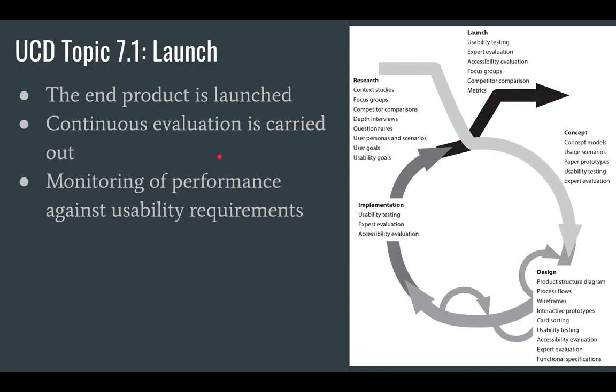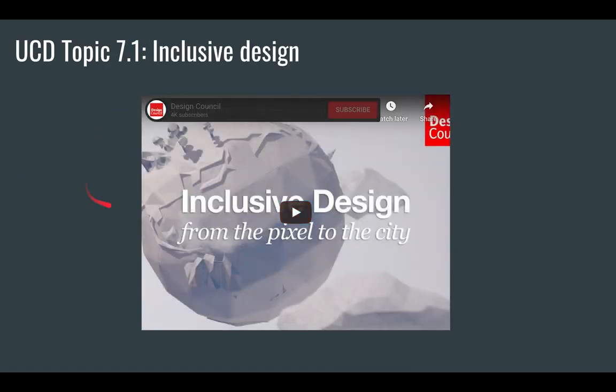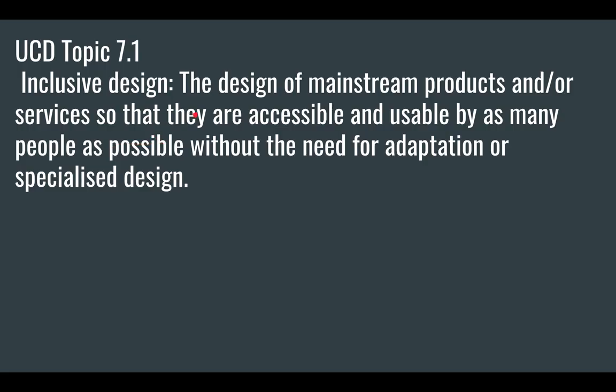All right, inclusive design. So let's first define that. So inclusive design is the design of mainstream products and or services so that they are accessible and usable by as many people as possible without the need for adaptation or specialized design. Okay, so the idea here is that you're creating something that everybody can use, not just a select group of people.